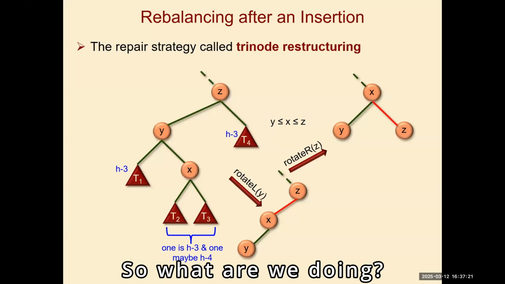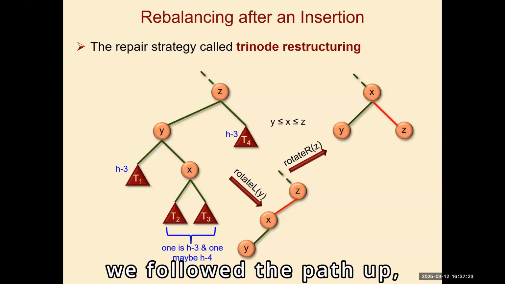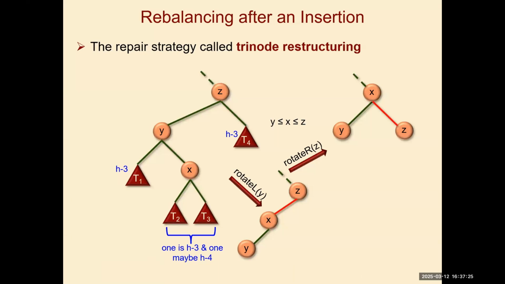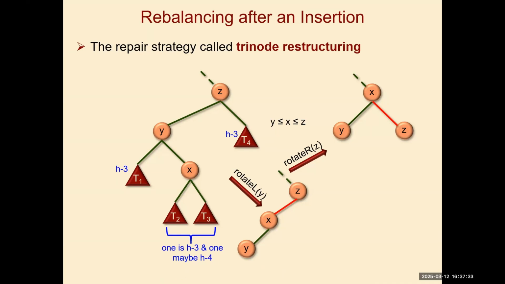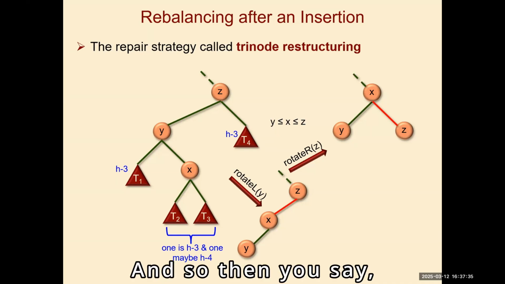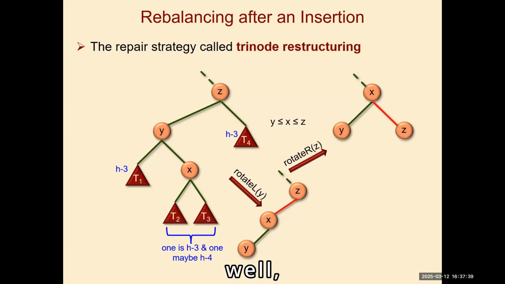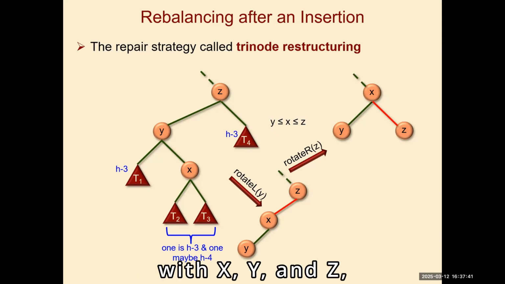So what are we doing? We added something. We followed the path up. Z's the guy who has the problem. Y was the guy before it. X was the guy before it, right? And so then you say, well, let's just build a tree with X, Y, and Z, right?